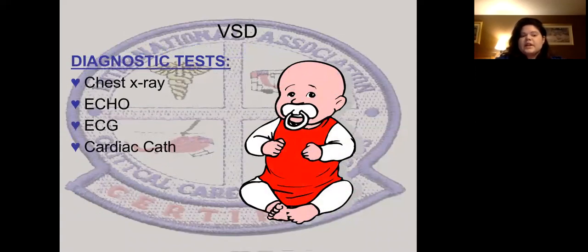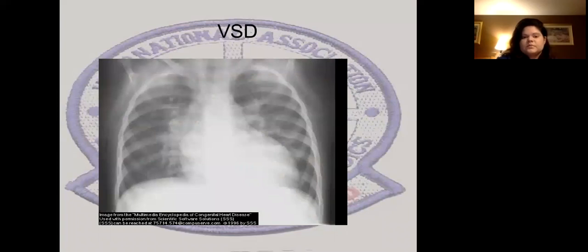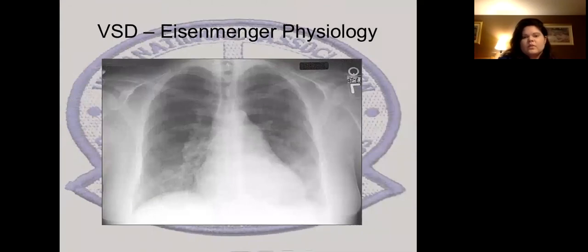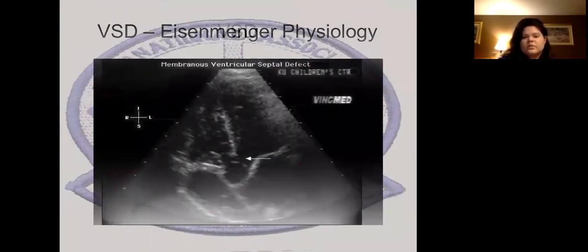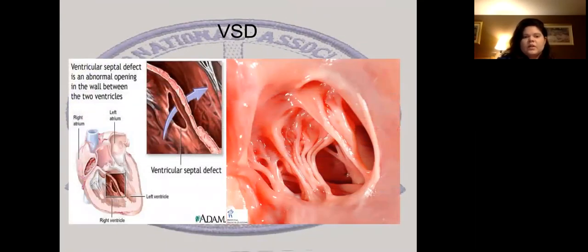They do the same thing. Cardiac cath, chest x-ray, echo, EKG. Those are super important. Just remember those for any of our cardiac patients, especially pediatrics. The 4 things: the chest x-ray, echo, EKG, and cardiac cath. And that's what it would look like on x-ray. So here's a good image of the opening of that wall between 2 ventricles. And that's what it would look like.